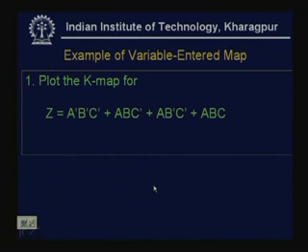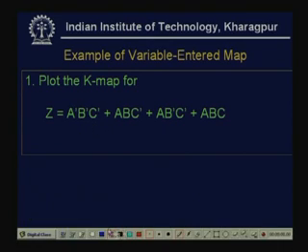So, see, this is a 3 variable function where ABCs are there, and for the first 3 terms, C dash is there, means these are complemented form, and only in the 4th term this is an uncomplemented variable for C.